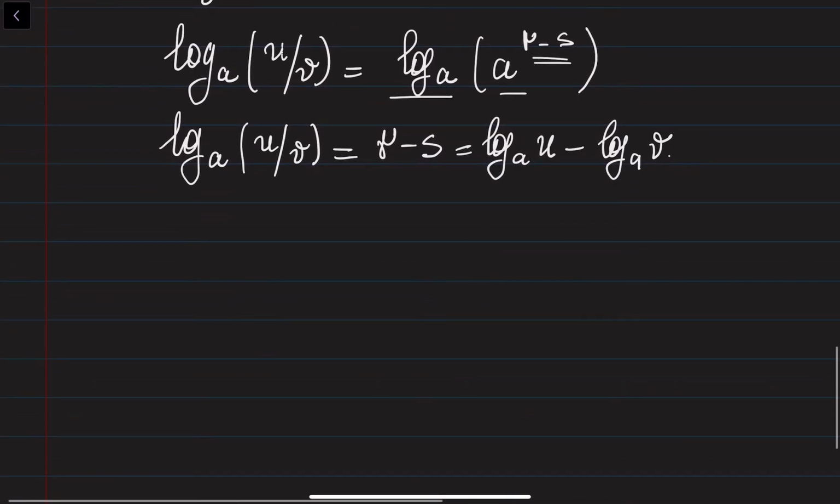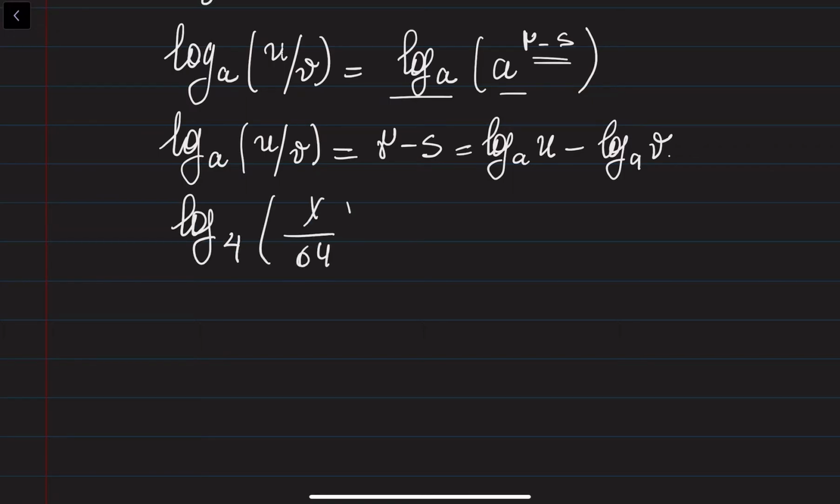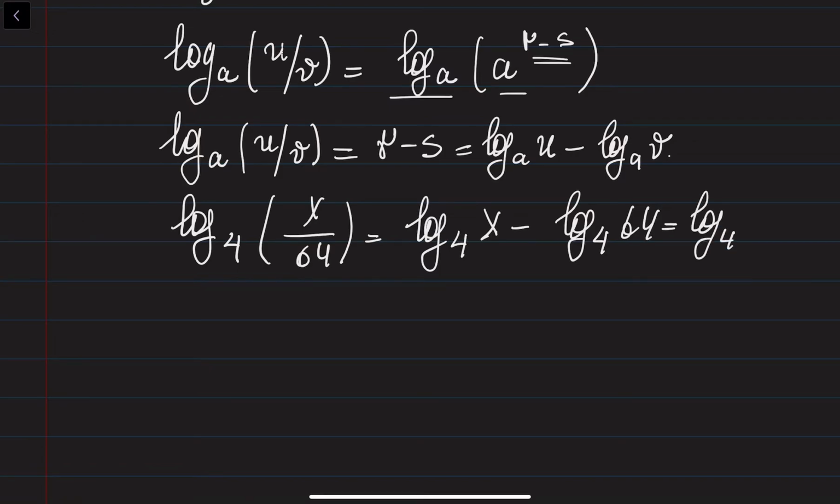And I would like to try to prove the third property. But okay, let me give you some example here as well. Sometimes maybe you need to find the logarithm of base 4 of x divided by 64, right? So you need to get rid of the 64 and you can just apply the property of the logarithm and write this down as the logarithm of base 4 of x minus the logarithm of base 4 of 64, and this is going to be the logarithm of base 4 of x minus 3.